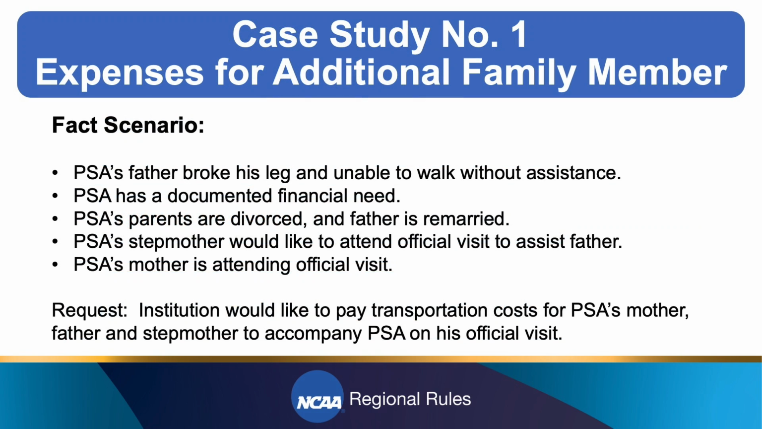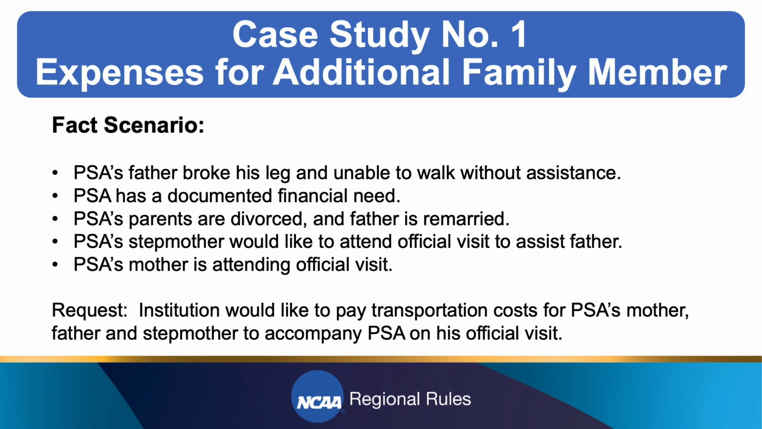The first scenario is a request from an applicant institution to provide travel expenses for a stepmother in addition to the 2 permissible individuals to travel to an official visit. Bear in mind, since the stepmother is a family member, it would be permissible to pay for her meals, lodging, and expenses, since the number of people attending is less than 4. However, you cannot pay for travel expenses for over 2 individuals in football and basketball.